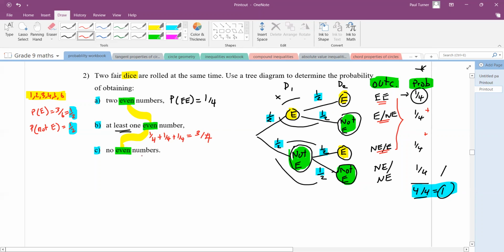Okay, and not even number. So no evens are allowed. This one here, so that would be this one here, this outcome. So no even numbers will be a quarter, just like that.